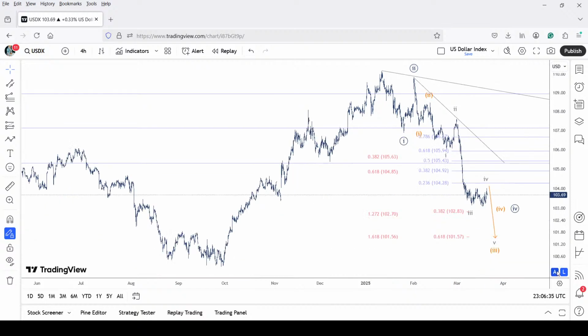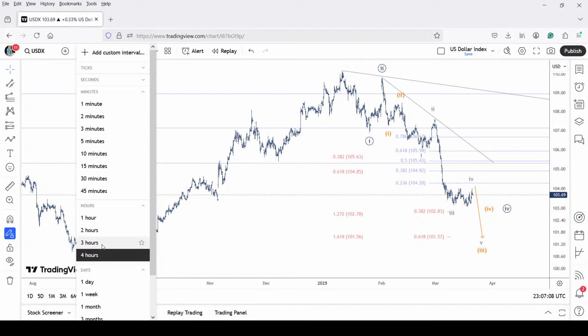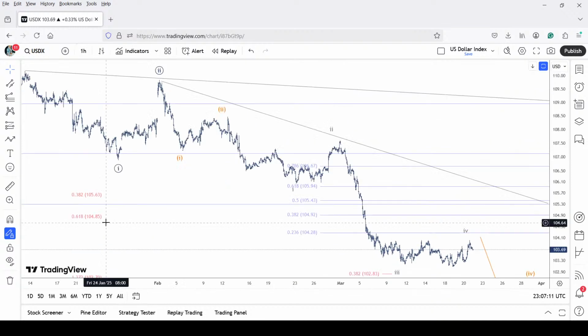All right. So finally we got the price action remaining just shy of the 38.2% retracement at 104.25, rallied up to 104, and now it could be beginning to cut loose on the south side.